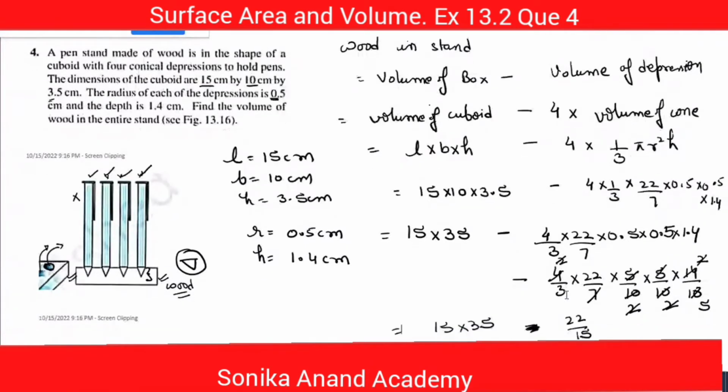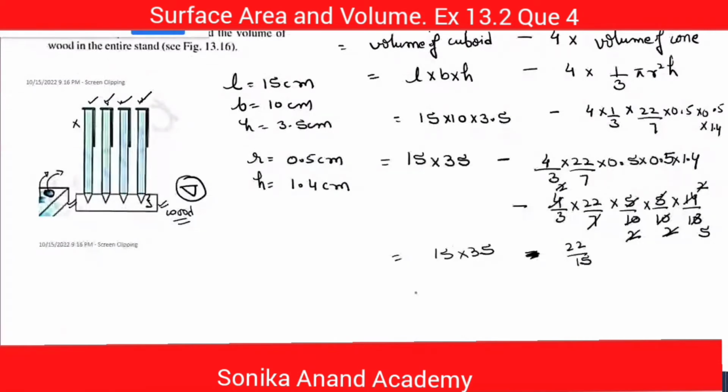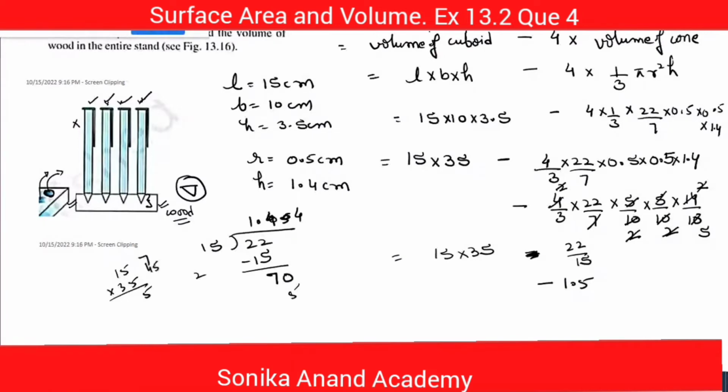Yes. You simply divide 22 by 15. 1.4 near about, or you can take 1.5. Now multiply 15 into 35. 15 5s are 75, 15 3s are 45, 525. Now subtract them.